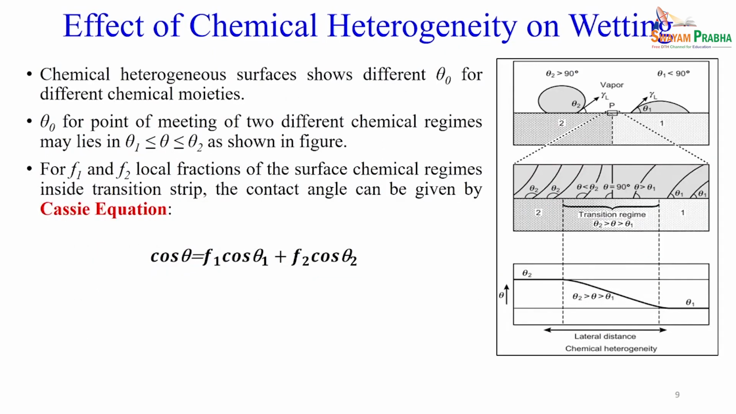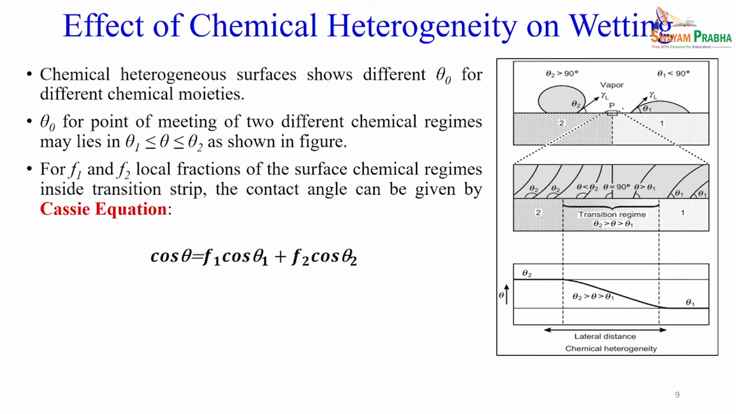Now, next we will see there may be different kinds of heterogeneity on the surface and how it is going to affect the wettability or the contact angle. So, first we will consider a surface which has two chemical heterogeneities. In one case it is behaving as hydrophilic, in the other case it is behaving as hydrophobic.